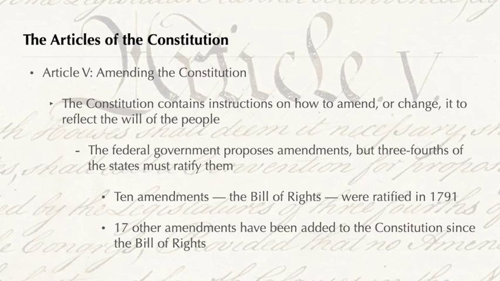The first 10 amendments, ratified in 1791, are called the Bill of Rights, and were added in response to the concerns of the Anti-Federalists. Since the approval of the Bill of Rights, only 17 other amendments have been added. Clearly, the Constitution has stood the test of time. You will read more about the Bill of Rights and the other amendments in Lesson 7.